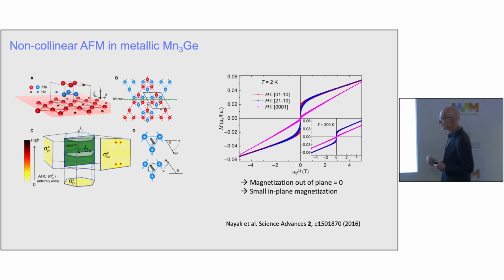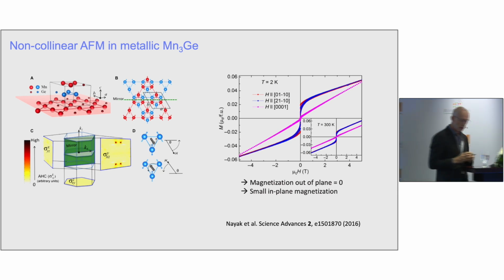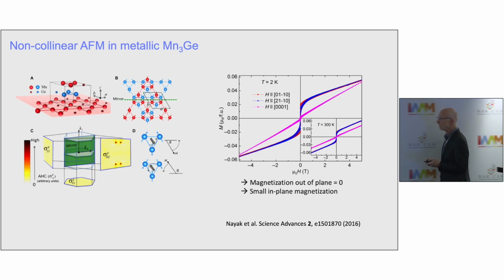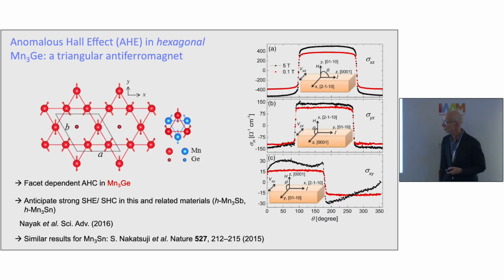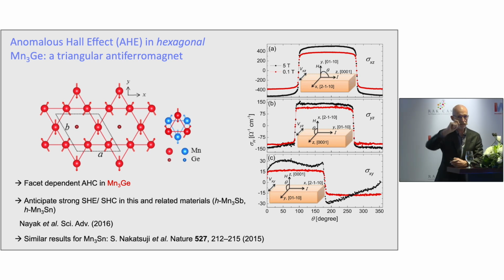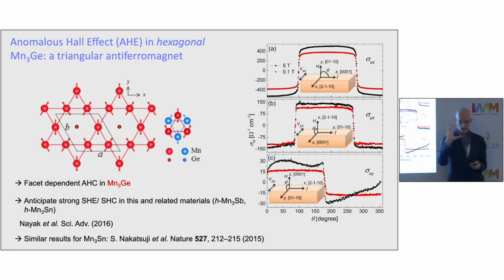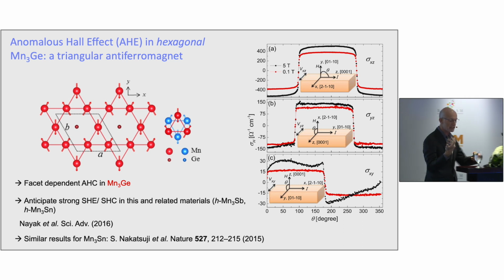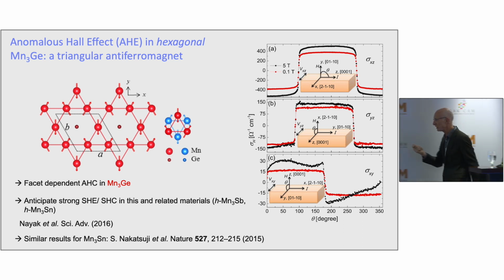Using single crystals of manganese 3 germanium from Claudia's group, we were able to show, indeed, this just shows you there's a tiny, tiny magnetic moment, and then this shows you, yes, we do see an anomalous Hall signal. And because of that tiny magnetic moment, applying a field enables us to change the orientation of the magnetic moments without changing their chirality. I'm going to come back to that in a moment.